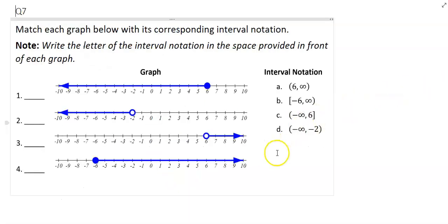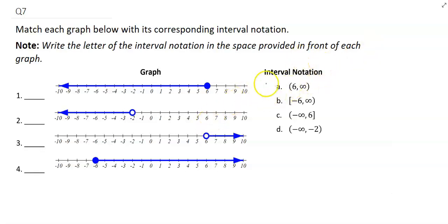Okay, so now this one. The purpose of this question here is to see if you can identify the equivalency between an interval notation and a particular graph. You have to know very well which one is equivalent to which one. So let's look at this on the graph.